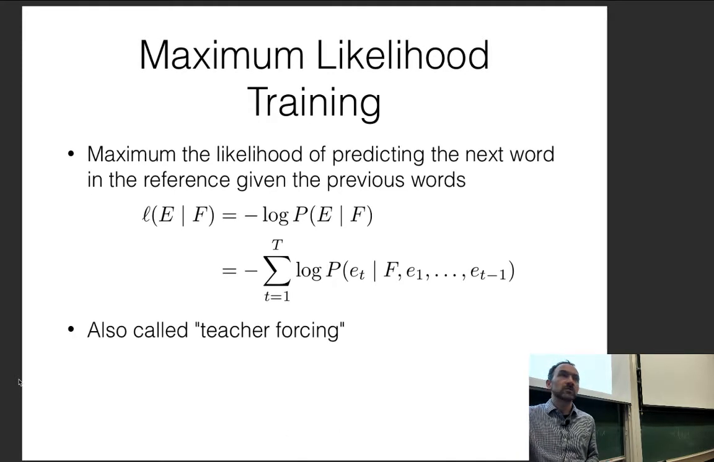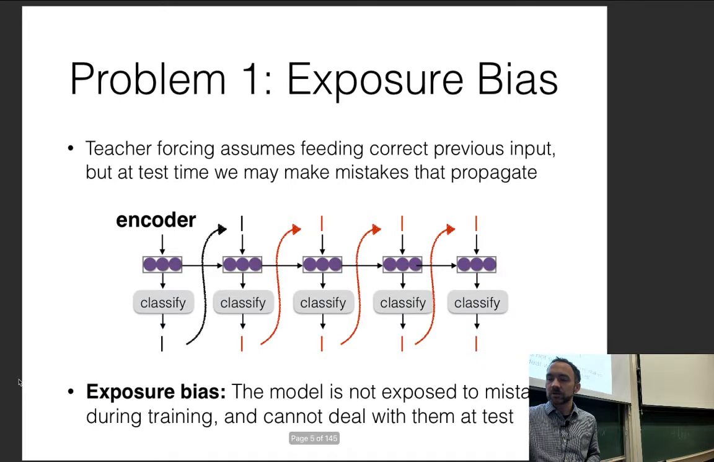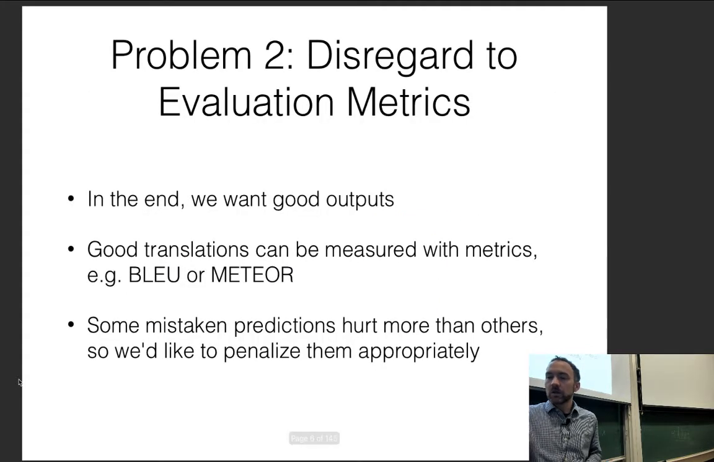And this is also called teacher forcing because you're feeding in the correct examples every single time. And this has a couple problems. The first problem is exposure bias, which we've talked about before. So this assumes you're feeding in the correct previous inputs, but at test time we may make mistakes that propagate. So exposure bias is that the model is not exposed to these mistakes and can't deal with them at test time.